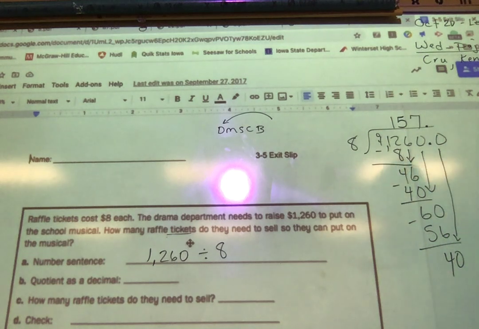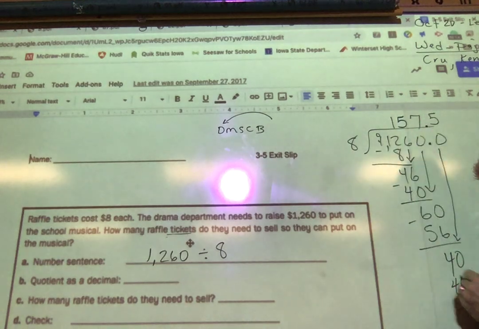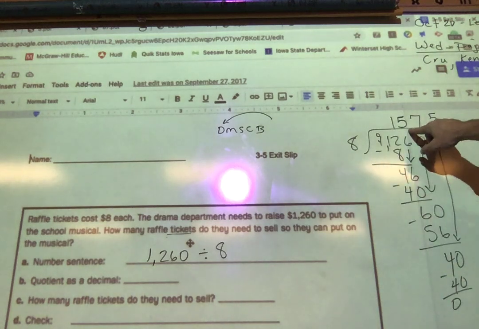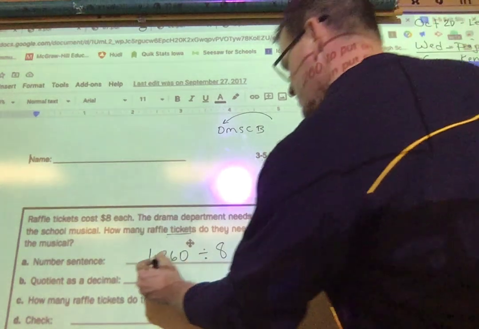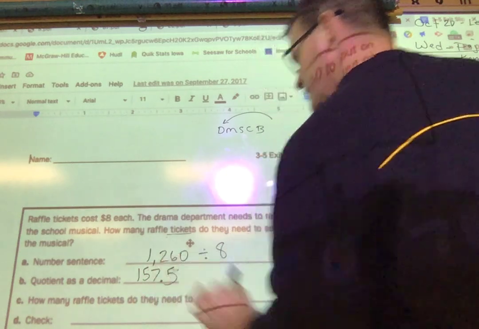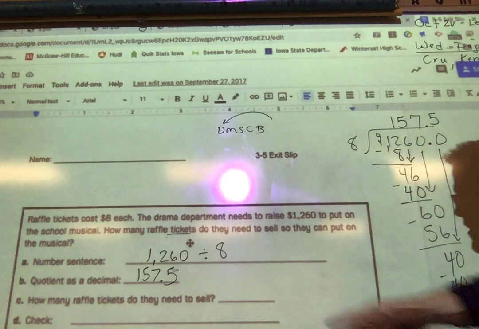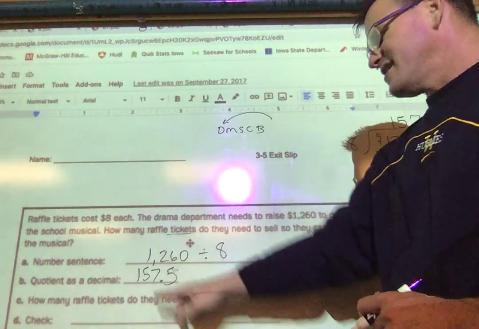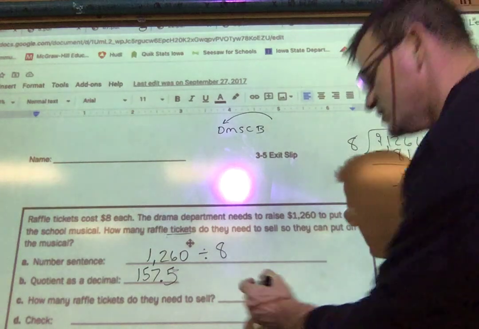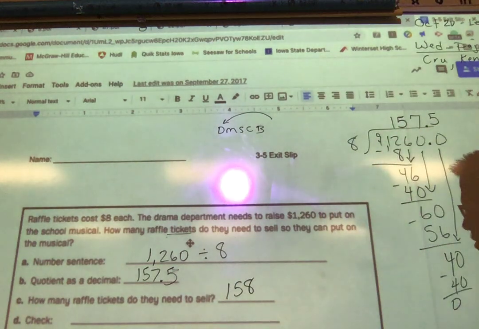And in this case, 8 goes into 40. Divide again. It goes in 5 times. 8 times 5 is 40. And now I get no remainder, and I know I'm done. So your quotient as a decimal is 157.5 tickets they must sell to make that $1,260. So how many raffle tickets? Well, if you sell 157, that's not enough. So you would have to sell 158. You'd have to add on a little bit more there.